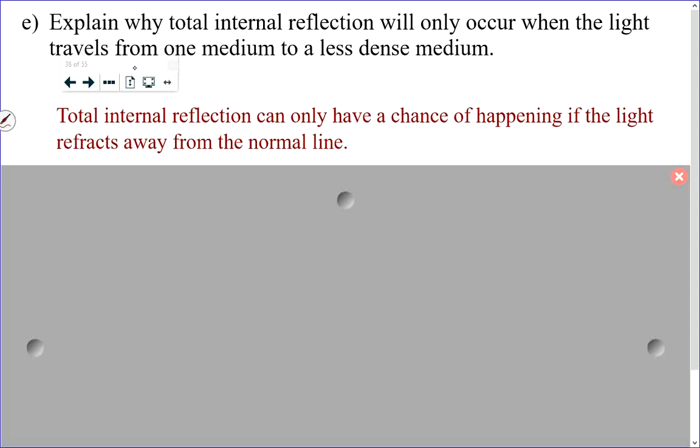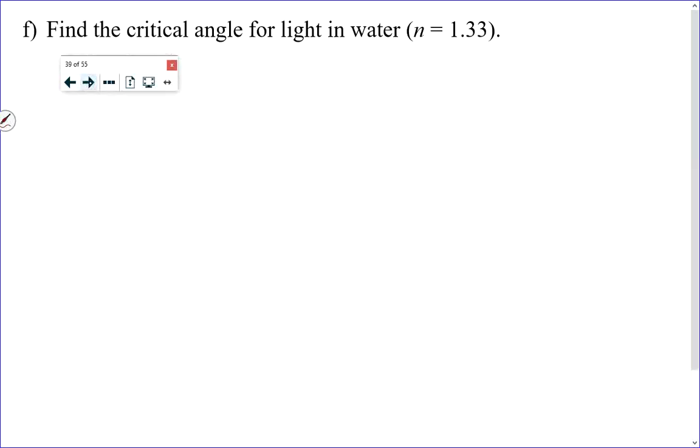So if you can remember that, and you can remember that when you want to find theta critical, you have to assign 90 degrees as a value to theta 1. Nope. When you want to find theta critical, you have to assign 90 degrees to theta 2. Then you're golden here.